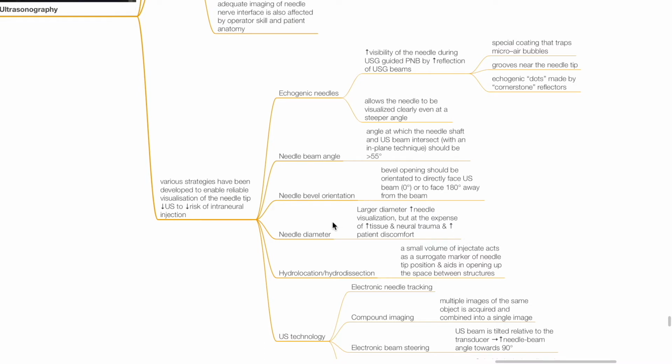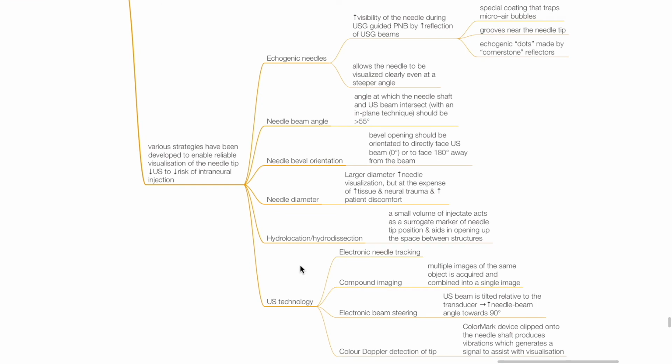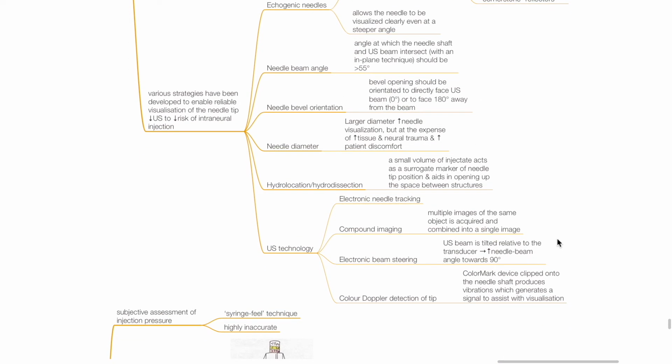Needle diameter. A larger diameter needle increases visualization, but at the expense of increased tissue and neural trauma and increased discomfort. Hydrolocation. A small volume of injectate acts as a surrogate marker of needle tip position and aids in opening up the space between structures. And ultrasound technology such as electronic needle tracking, compound imaging, electronic beam steering, and color Doppler detection of the tip by the color mark device.